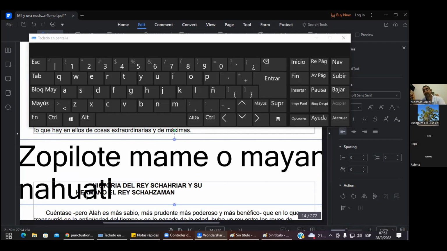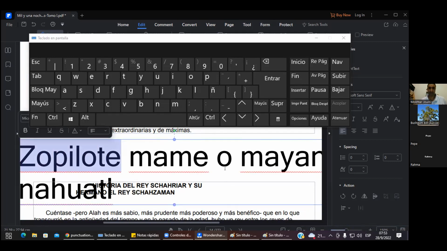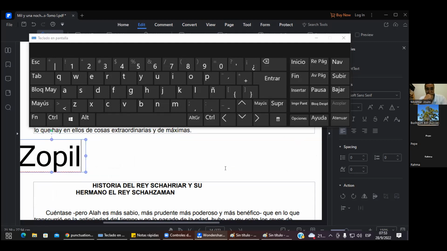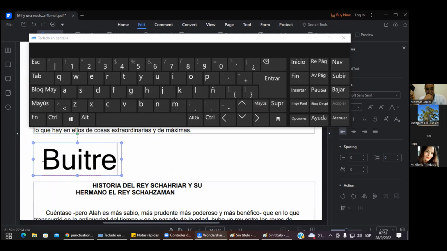So sopilote is the buzzard. That's right. It's a type of bird, right? Yes. What is the other name for that, Bill? He said buzzard. Yes. But we call it buitre in Spanish. In Castilian, sopilote is buitre, the buzzard.